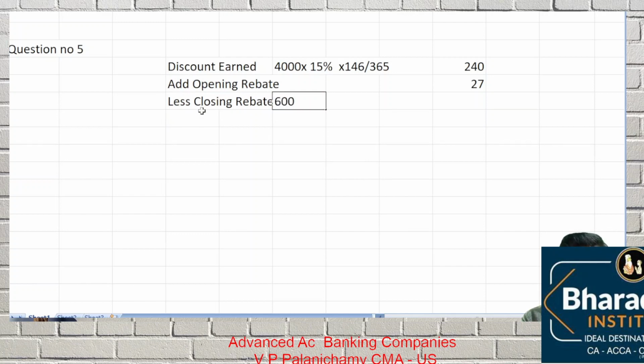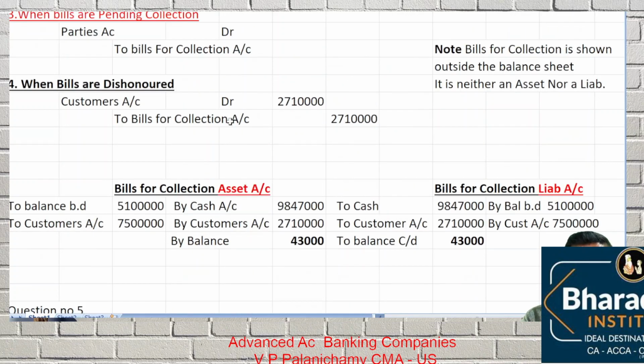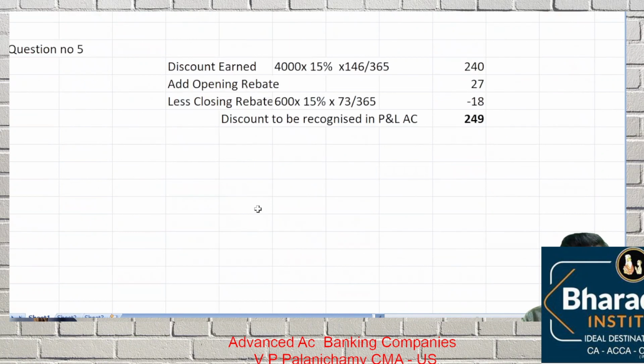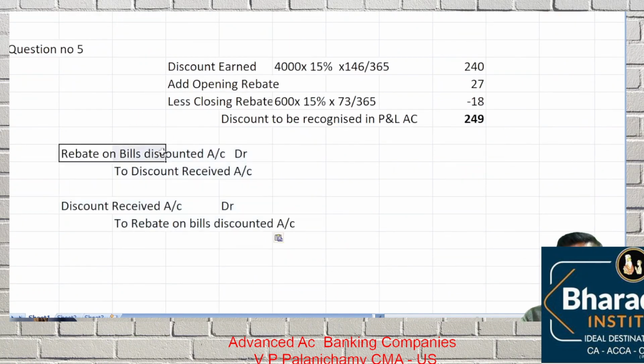So we add opening rebate because that belongs to current year, minus closing rebate, 600 into 15% into 73 by 365, which is 18. So that is the discount to be recognized in P&L account. Discount earned, add opening rebate that belongs to current year, less closing rebate that belongs to next year. Net discount has to be recorded. Journal entry is just a copy paste for me. You try to do it on your own, of course.